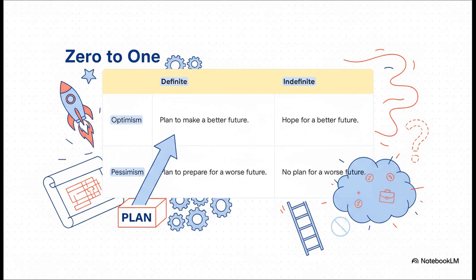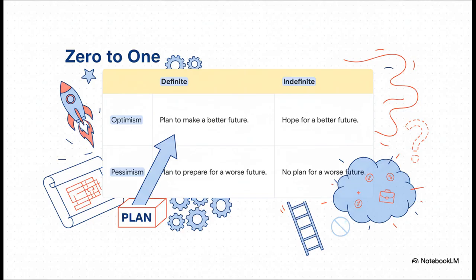And this, right here, is one of the most brilliant frameworks in the whole book. Thiel argues that for the last few decades, the U.S. has been stuck in what he calls indefinite optimism. We kind of feel like the future will probably be better, but we don't have a concrete plan for how to get there. And what does that lead to?